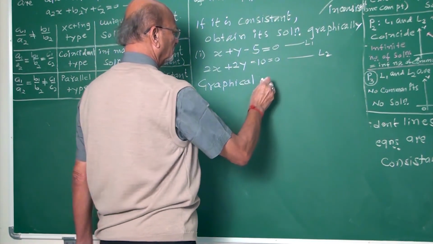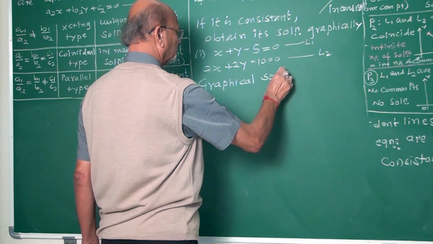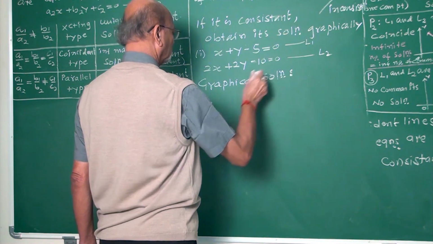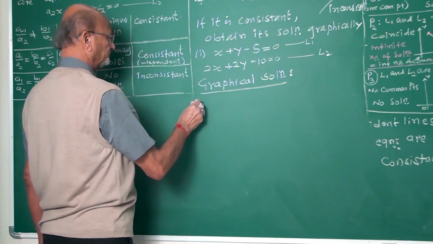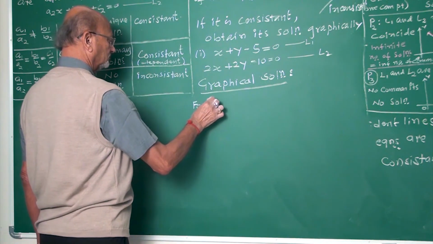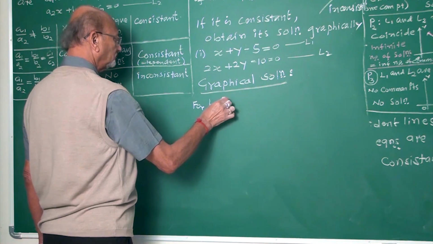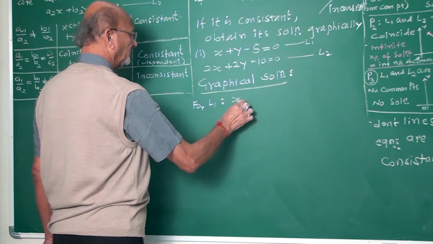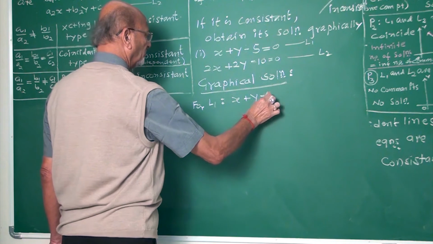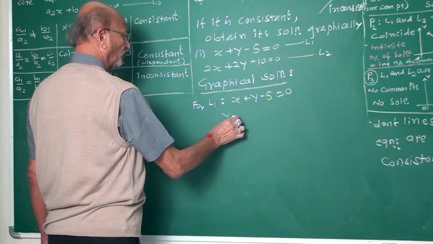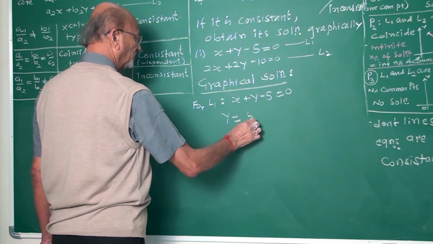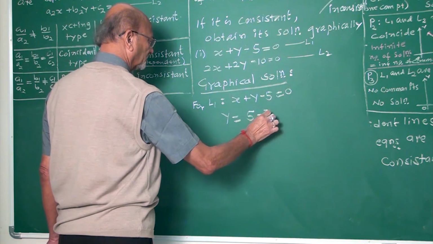Graphical solution concept. For L1, what is it? It is x plus y minus 5 equal to 0. Get the value of y. y equals 5 minus x, minus becomes plus, plus becomes minus.